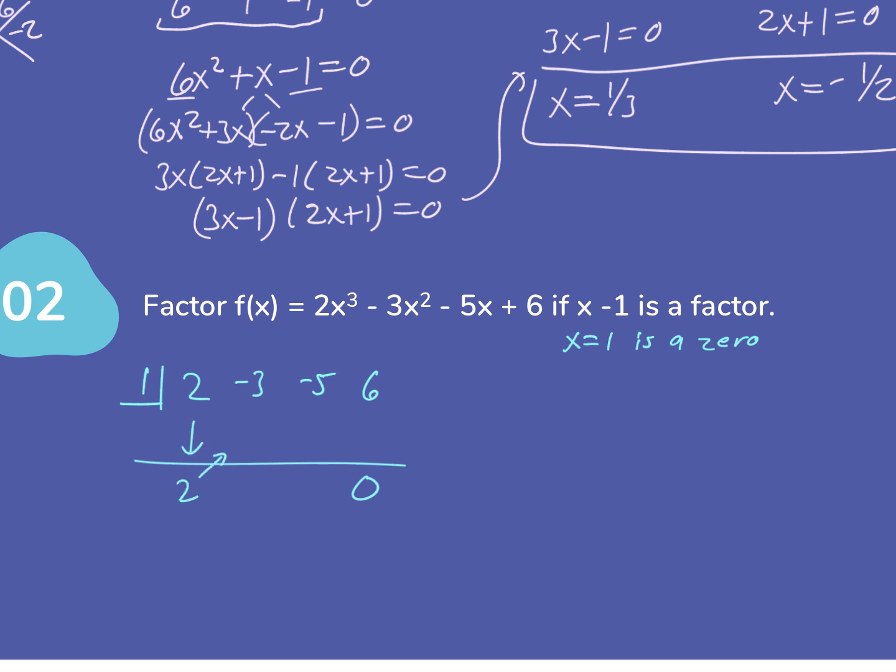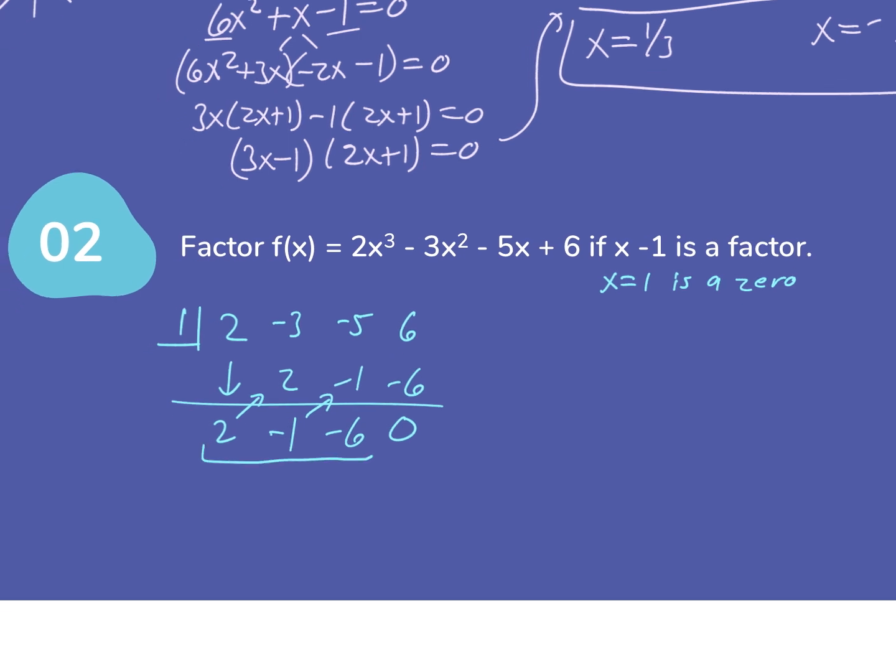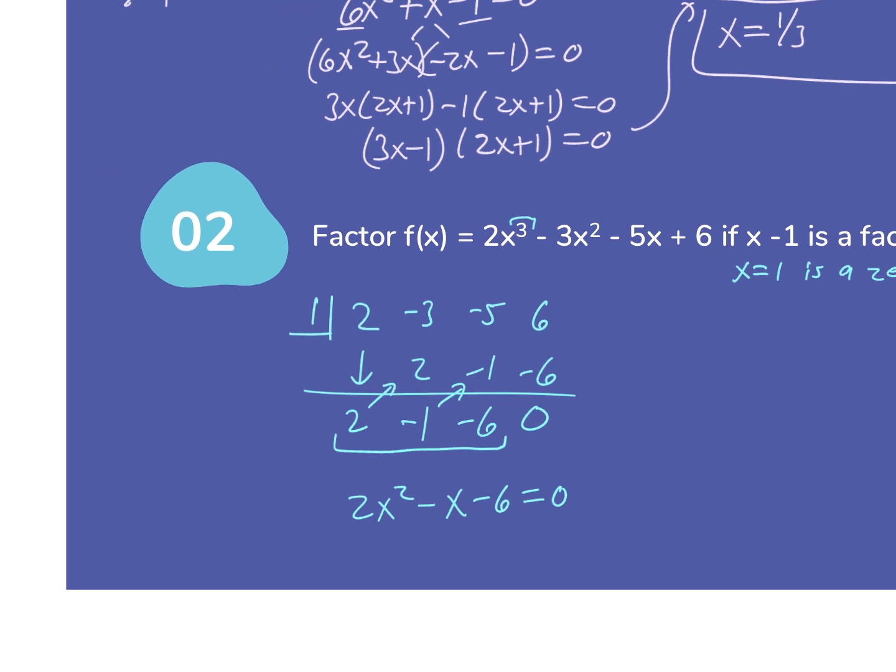Bring down the 2. Up here goes 2 times 1. -3 plus 2 is -1. Then you get a -1. And you do, in fact, get 0. So these are now the coefficients of your quotient. We have another cubic, so we should expect an x squared. So I have 2x squared minus x minus 6 equals 0. Let's see if we can factor this. 2 times -6 is -12, so we want factors of -12 that add to -1. That's going to be a -4 and a +3. So this one does factor.